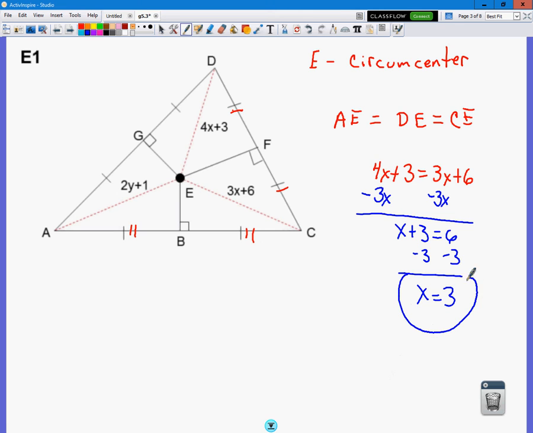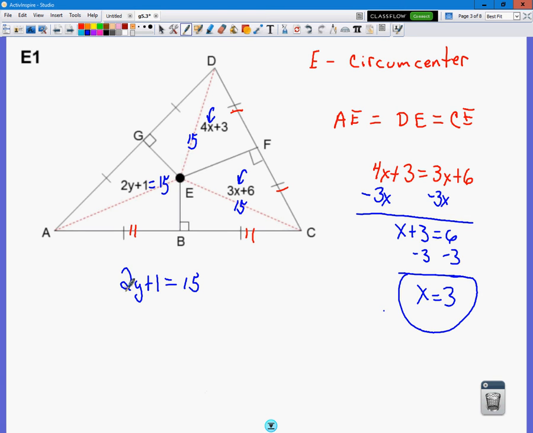That takes care of x, but what would I do to find y? You would put 2y plus 1 equals 3x plus 6 and then plug in 3. It doesn't matter what I set it equal to. In fact, I'm going to plug this in before I take it out of the picture. What is 3 times 3, plus 6? So this segment is 15, which means this segment is also what? And it means this segment is also what? 15.